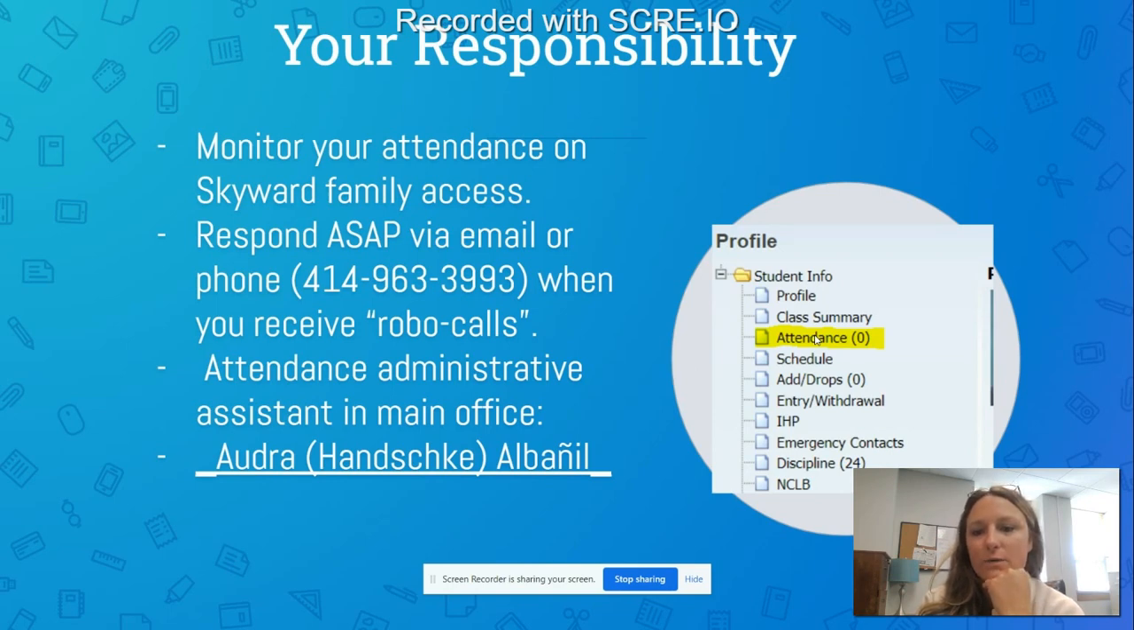Okay, you can respond as soon as possible via email or phone if you receive a robocall, for those are only for negative attendance marks. So if you were to receive an unexcused absence, you could respond immediately. Don't wait more than that 15 days. Tardies, once students are in school, are not excusable.